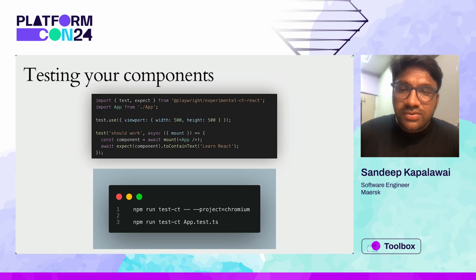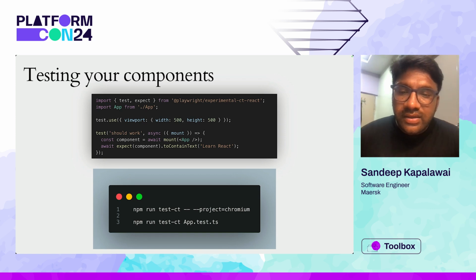Using async and await, you can mount your component with the component name, and then you can write your assertions. In the last line, it is going to expect the component to contain a text. Similarly, you can write your tests based on the assumptions that you have.